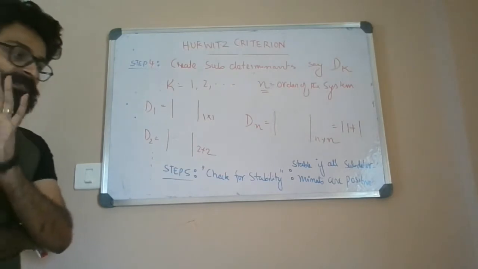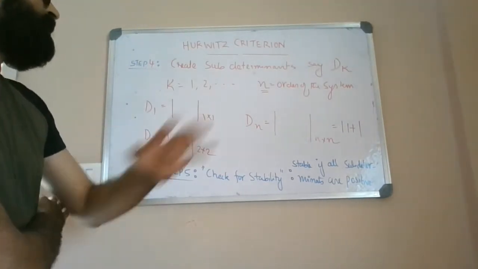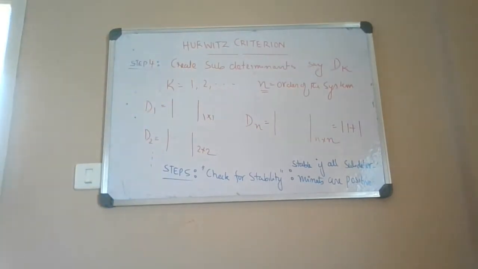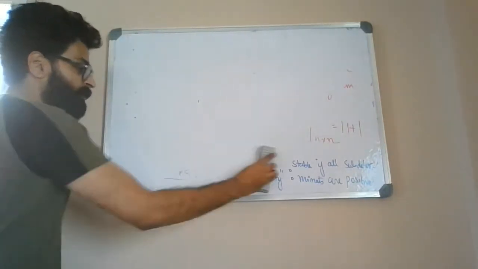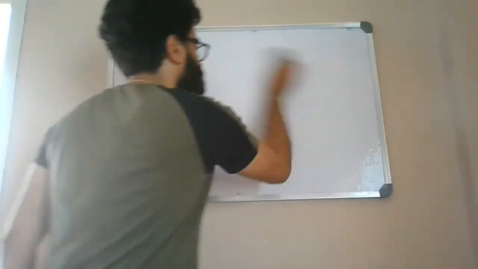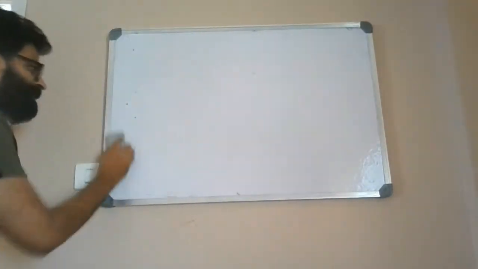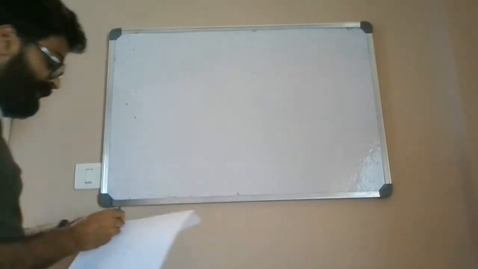If any one subdeterminant gives a negative value, then the system is said to be unstable. So this is what is your Hurwitz criteria. To understand Hurwitz criteria, let us consider a problem, and with the help of the problem, you will be able to understand all these steps. Nothing to worry. When I explain the theory, sometimes you may feel that the determinant is quite big, but it is pretty easy when you start attempting the problem.